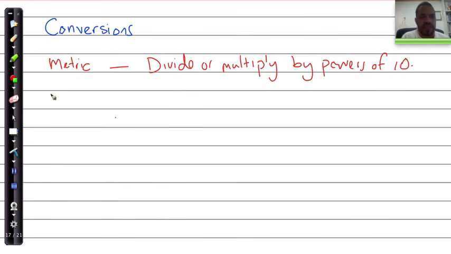If I talk about 10 to the power of 0, that's going to equal 1, because anything to the power of 0 is equal to 1. 10 to the power of 1 is just 10 itself. 10 to the power of 2 is equal to 10 multiplied by 10, which gives us 100. And 10 to the power of 3 is 10 multiplied by 10 multiplied by 10, which is 1,000, right?